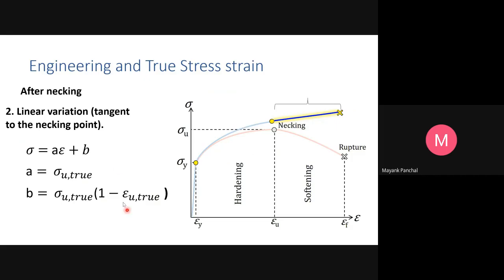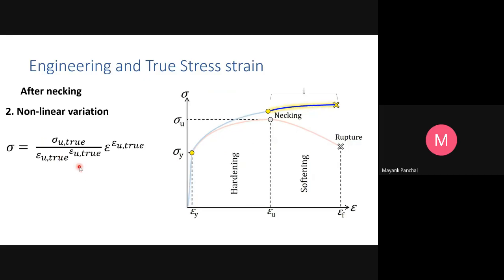Okay, so all these relations are taken from some papers. It's just the tangent. You don't have this data, you have only sigma u, epsilon u, the engineering stress and strain corresponding to necking. But here you are using the true stress and true strain corresponding to necking, which you know how to obtain, right? Then from necking till failure, you vary it linearly, but it is tangent to the necking point. So these are the formulas, right?